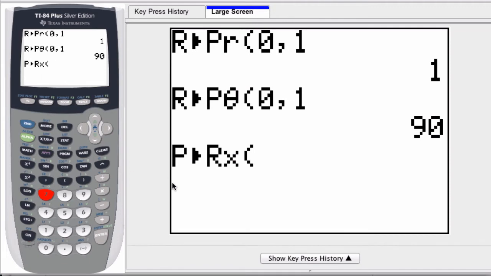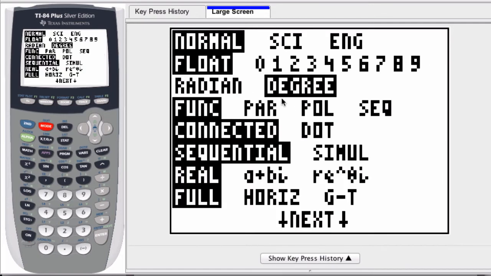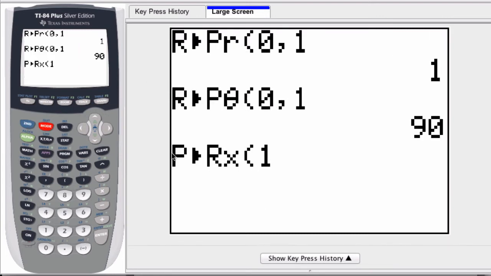So we hit 7, we enter our magnitude, and we enter our angle. Here I am in degree mode. If you're in radian mode, you enter in terms of radians, but here I'll enter in terms of degrees. That's the mode I'm in. So I'll enter 1,90. That'll be my angle. Hit enter, and we get our x value, which is 0.